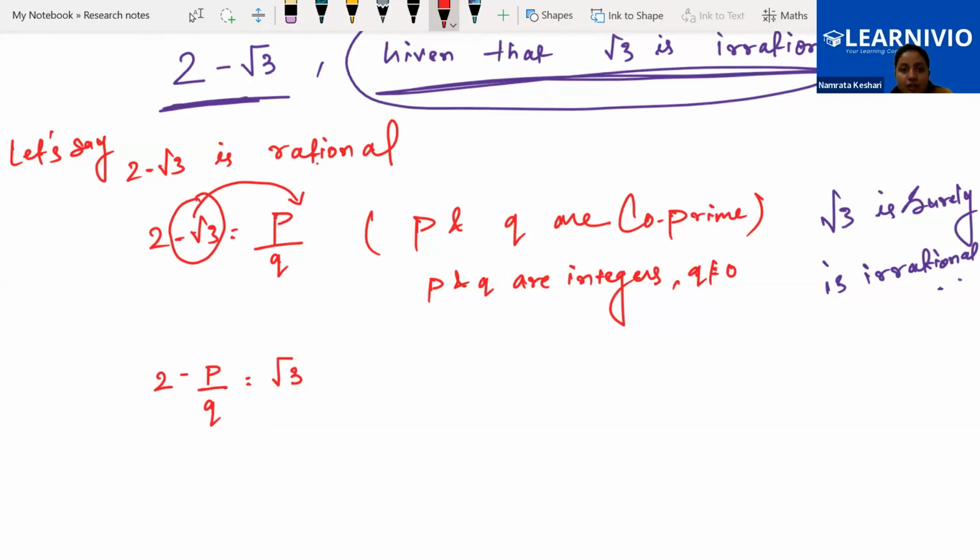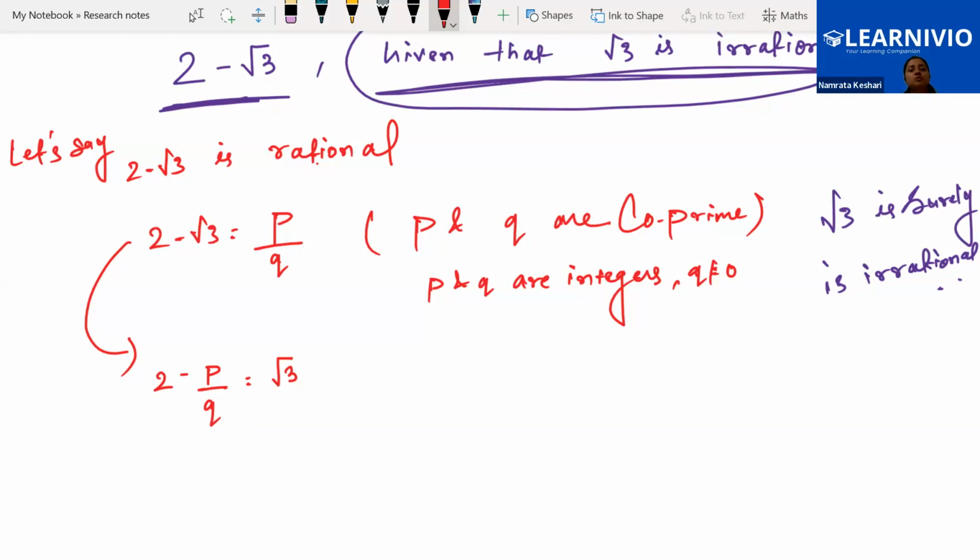That was positive over there. I am taking it to this side. Are you understanding it? Can we write it like this? Yes or no? Yes. Rest of the students, please let me know. Can we write it like this? 2 minus root 3. Yes, ma'am. Yes, we can write it like this.